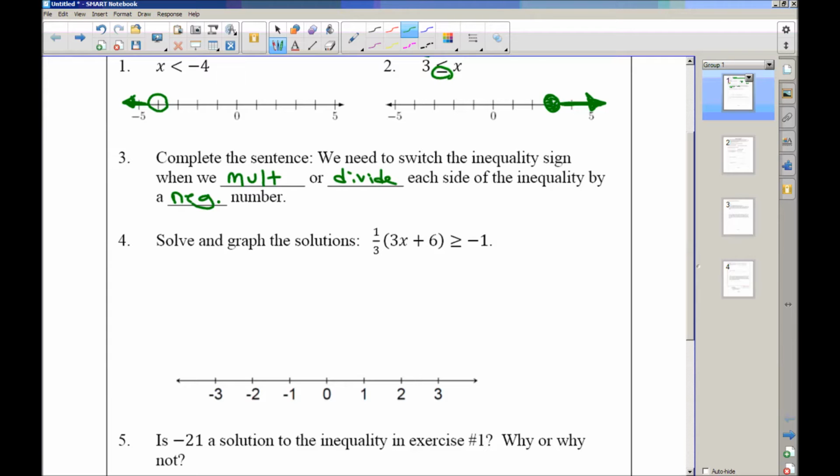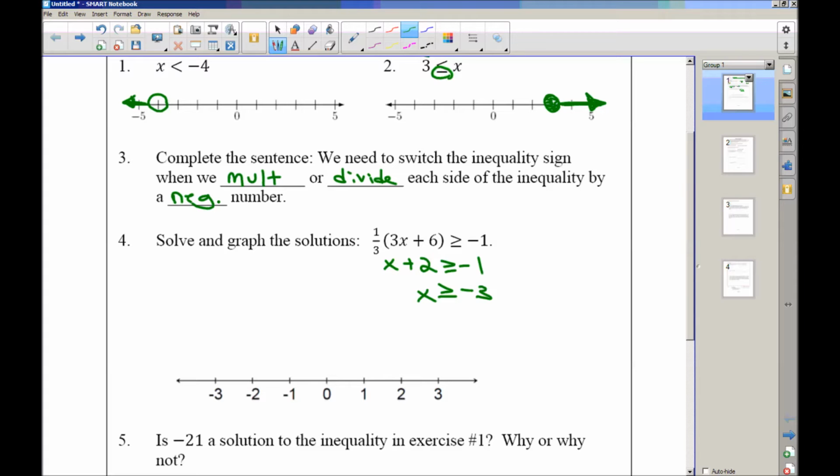All right, number 4, solve and graph these solutions. So first I'll do the distributive property since 3 goes evenly into the two things inside of the binomial here. So I'm going to get x, 6 times 1/3 will give me 2, greater than or equal to -1. And I'm subtracting 2 from both sides. So I get x is greater than or equal to -3. Remember, subtraction doesn't make any inequality switch ever.